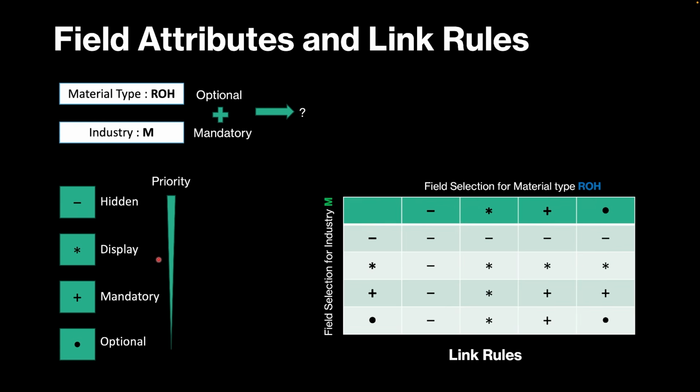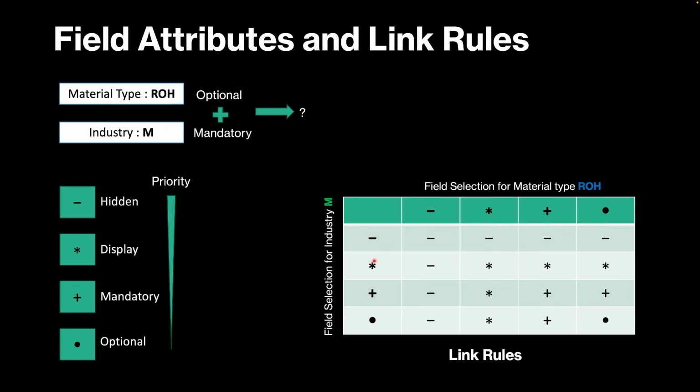This table gives an example of how these combinations work in the system. You have field selection for material type ROH, with all four options, and field selection for industry M, with all four options. Whenever you combine the hidden setting with any of these settings, that is hidden, display, mandatory, or optional, the system will mark that field as hidden only. So if you combine two settings, hidden has the highest priority, and if hidden is combined with any of these settings, your field will become hidden.